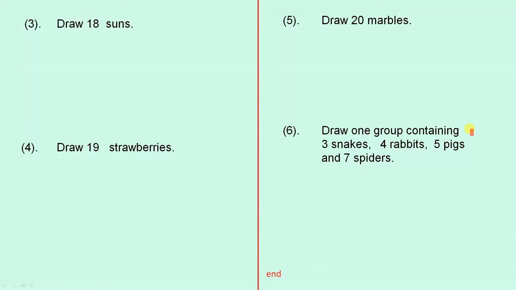This one here is a little bit different. They can draw one group containing 3 snakes, 4 rabbits, 5 pigs and 7 spiders, and then you can ask them to count all the objects to see how many there are in that group altogether.